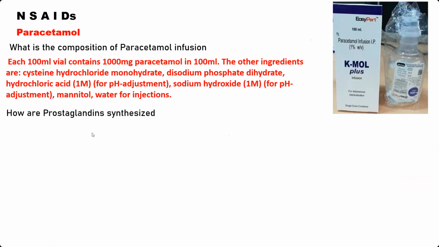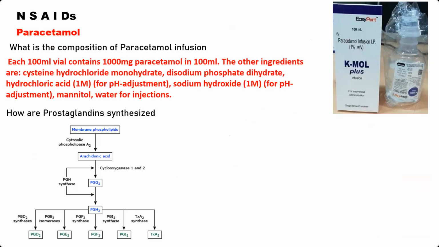How are prostaglandins synthesized? They are derived from arachidonic acid. By what enzyme? Cyclooxygenase. You must tell the enzymes also. Membrane phospholipid is converted into arachidonic acid by cytosolic phospholipase A2, which is the first enzyme.